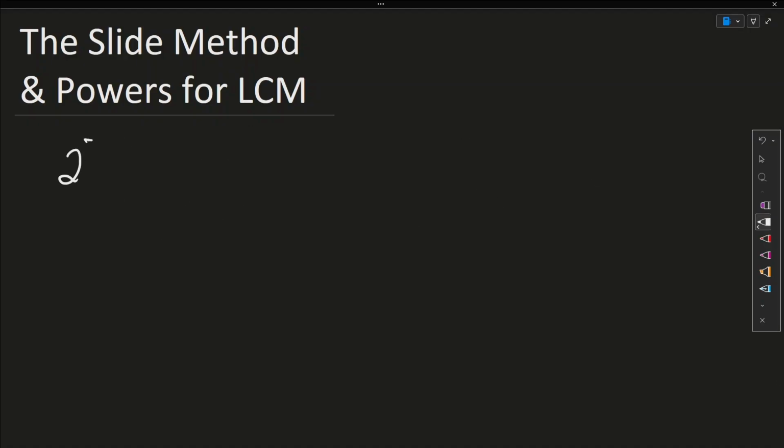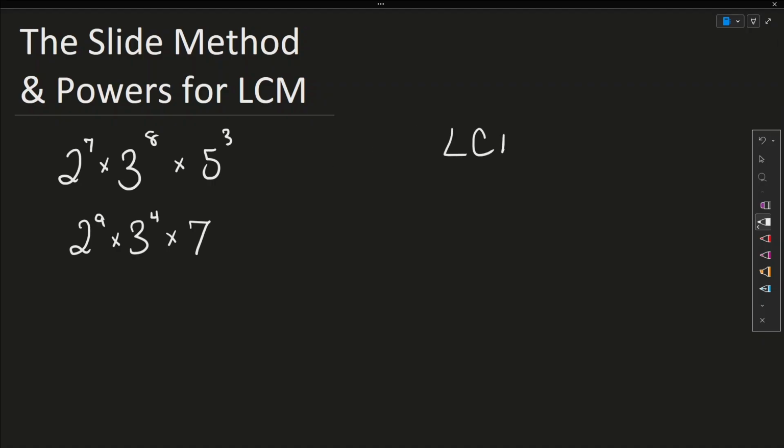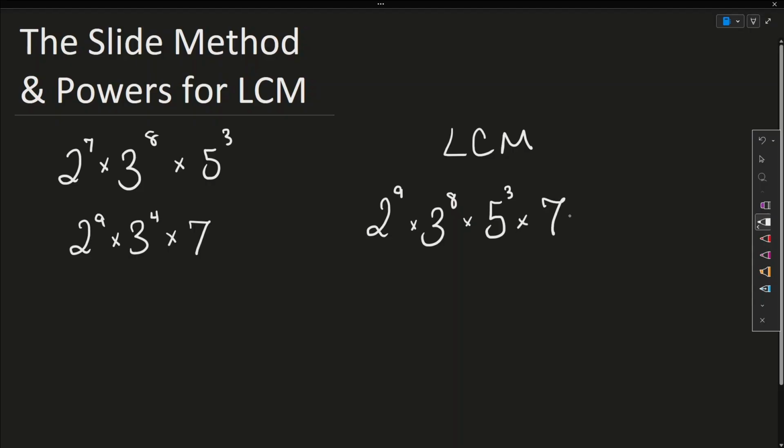Now let's repeat for 2 to the 7th times 3 to the 8th times 5 cubed, and 2 to the 9th times 3 to the 4th times 7. For our LCM, we include every prime that appears in either expression using the highest exponent each time. So for the 2, we will use the 9. For the 3, we use the 8. The highest exponent on the 5 is the 3, and the 7 is a 1, so times 7. So our LCM here would be 2 to the 9th times 3 to the 8th times 5 cubed times 7.